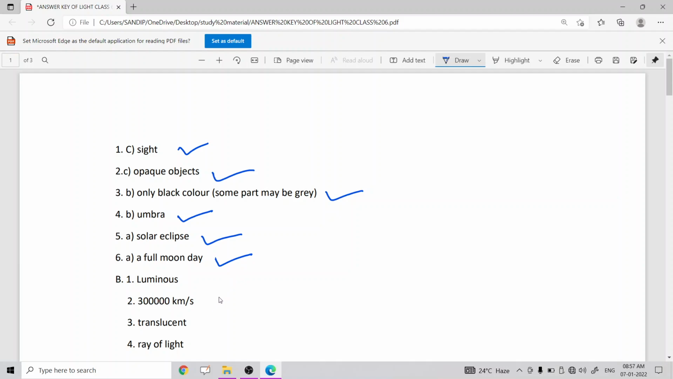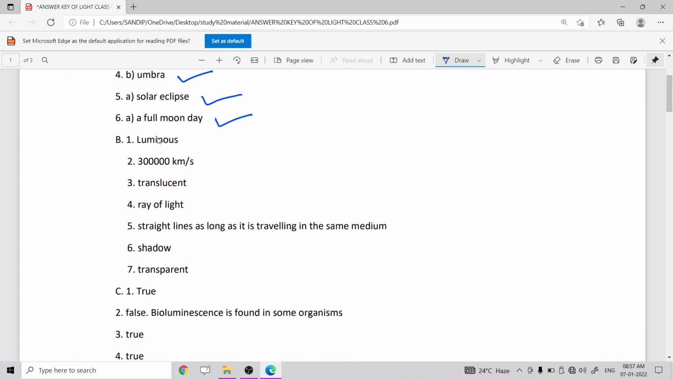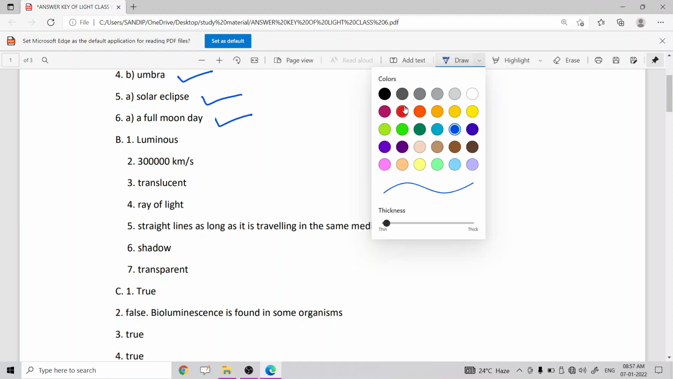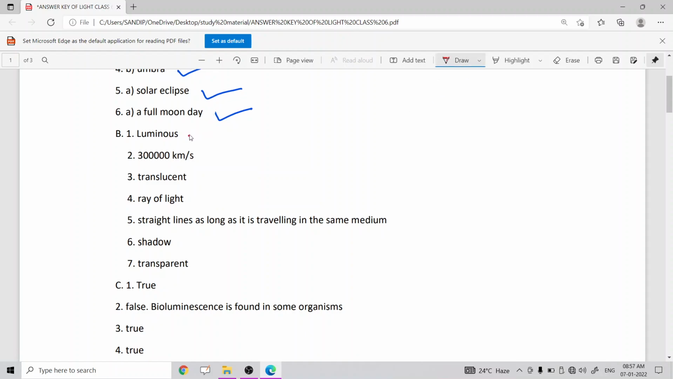Now we move to our next section, that is fill in the blanks. So section B, the first question is: dash objects can produce light of their own. It is luminous. So in this case, this is a luminous object. And what is non-luminous? Non-luminous objects are the objects which do not give or produce any type of light.